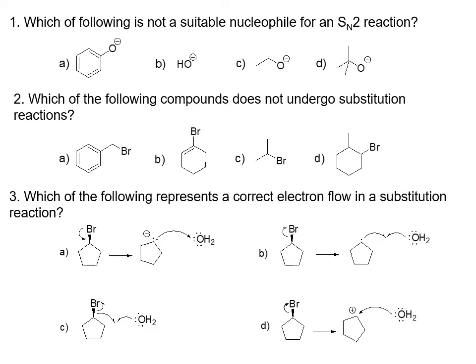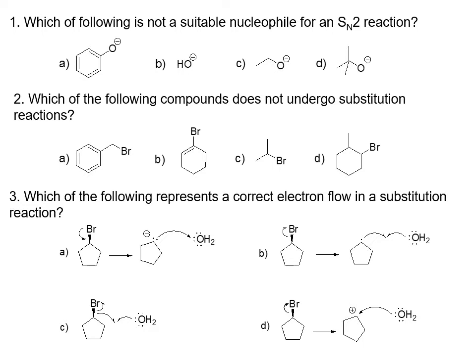So when we consider A, that's phenoxide, looks reasonable, it's a pretty strong nucleophile. B, hydroxide, also a very strong nucleophile. And C, ethoxide. So A, B, and C are typical strong, very good nucleophiles, alkoxides or hydroxide. D is tertiary butoxide.